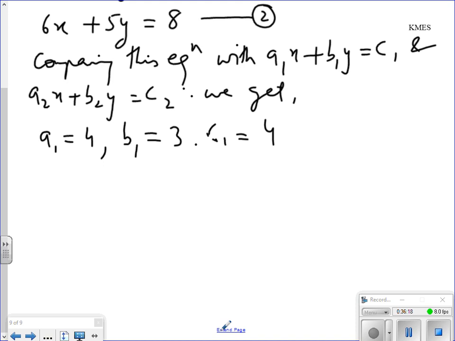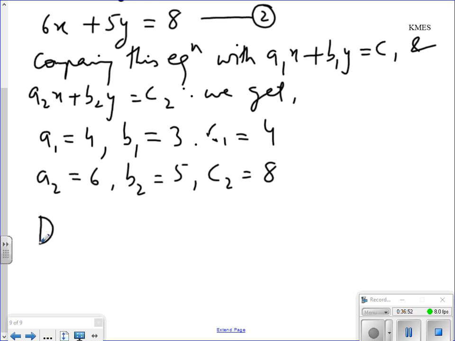Similarly, a2 becomes 6, b2 becomes 5, and c2 is 8. Step number 2 completed. We have written the values of a1, b1, c1, a2, b2 and c2. Then comes a third step where we have to find the values of the three determinants d, dx and dy.